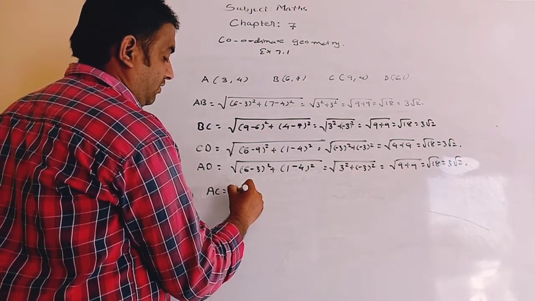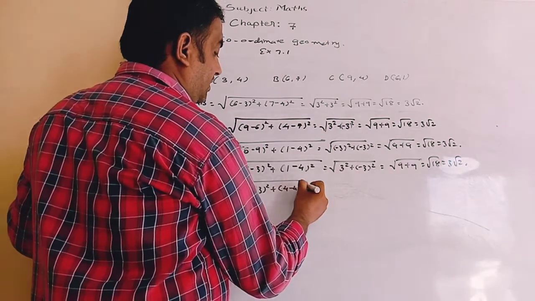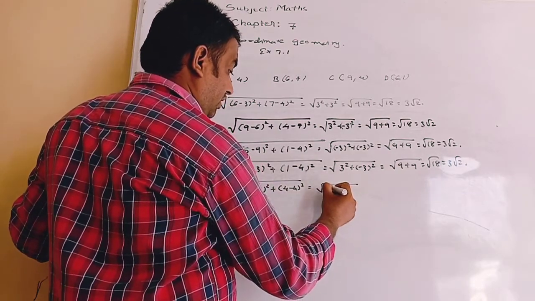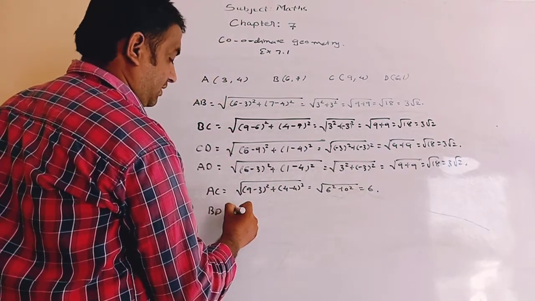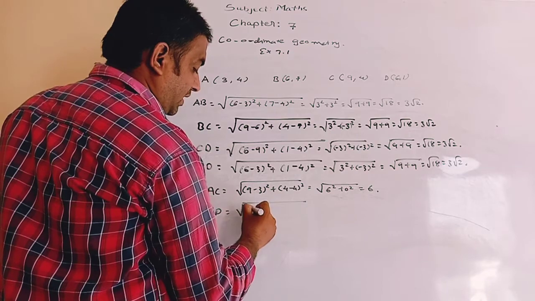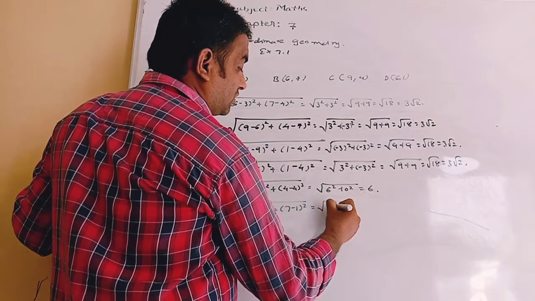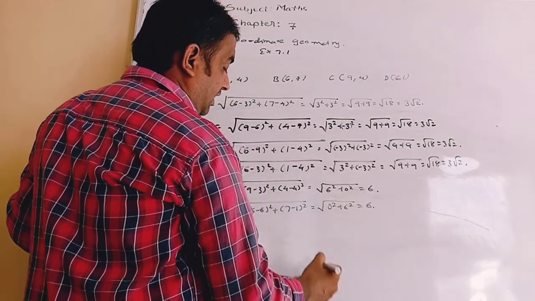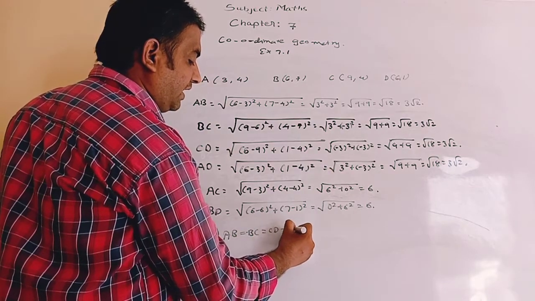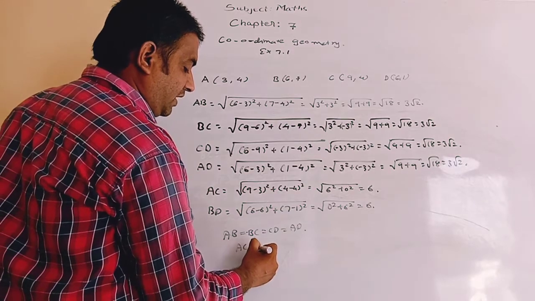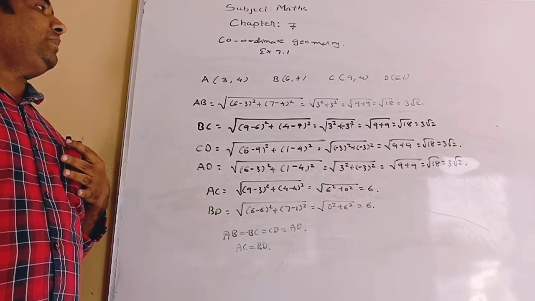we will find: (9 minus 3) square plus (4 minus 4) square, so it is 6 square plus 0 square, it is 6 only, and BD we can calculate: (6 minus 6) square plus (7 minus 1) square, so again it is 0 square plus 6 square, so again it is 6. So all 4 sides are equal, AB equals BC equals CD equals AD, and AC equals BD. So we can say that 4 sides are equal, diagonals are equal, so ABCD represents a square.